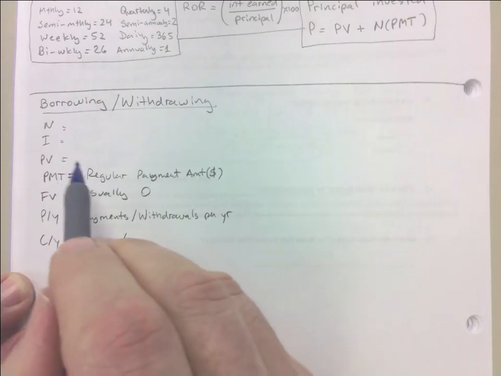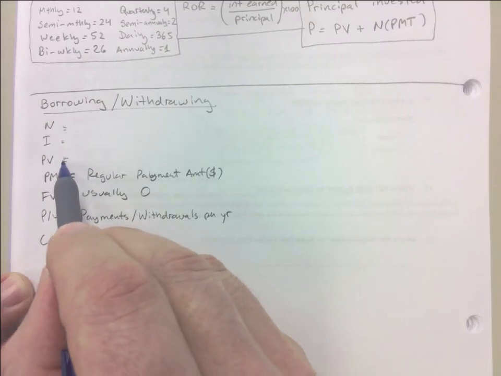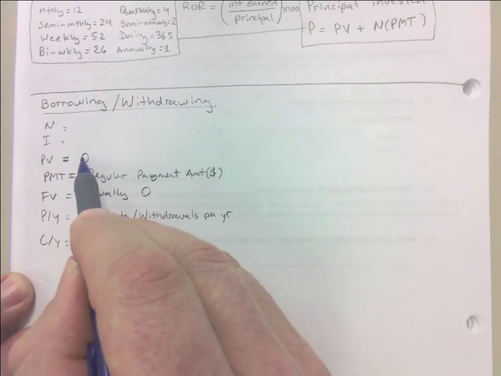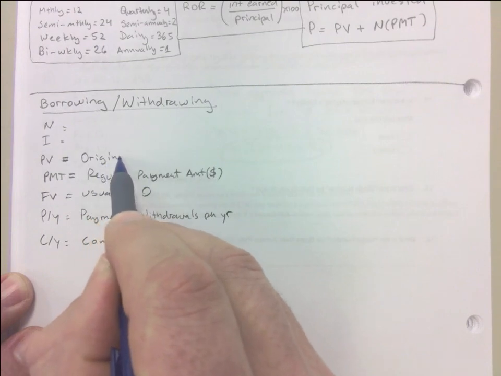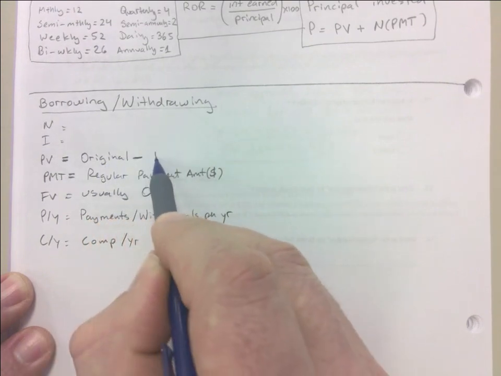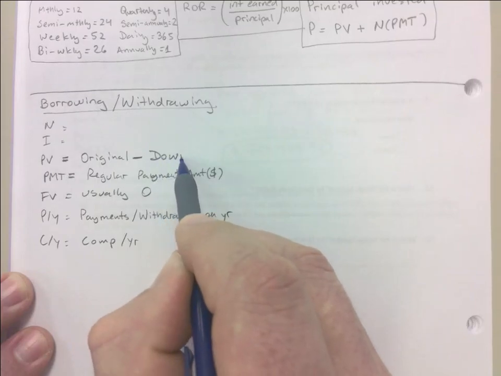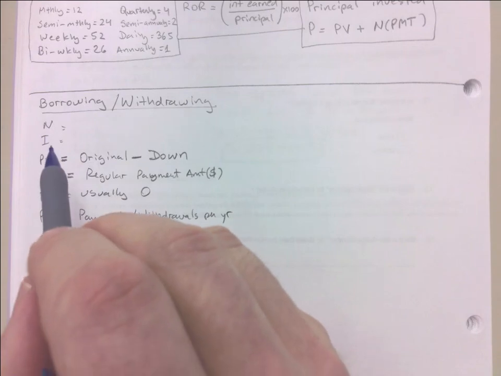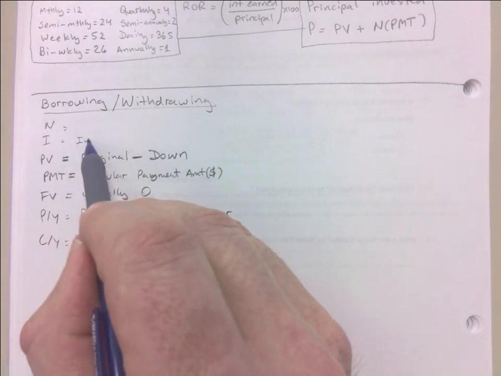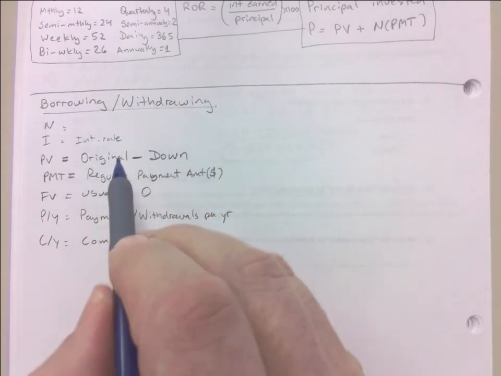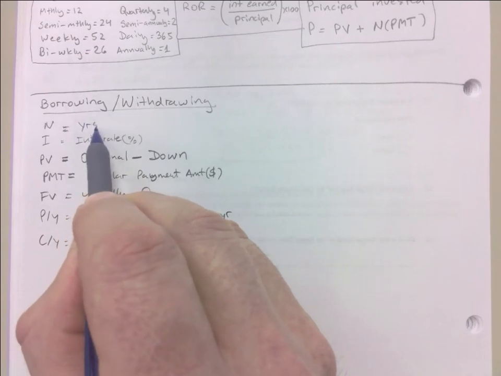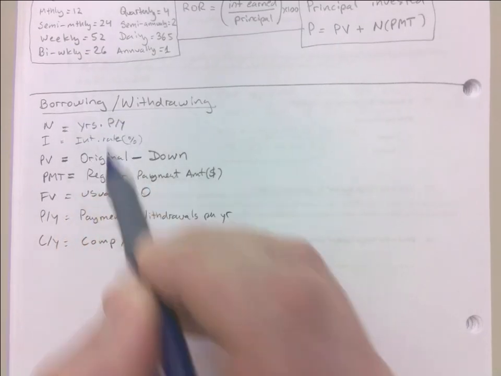Present value should always go with original value minus the down payment. You always go minus the down payment. Okay. Interest is the interest rate, obviously. Leave as a percentage. And N is still years times PY.